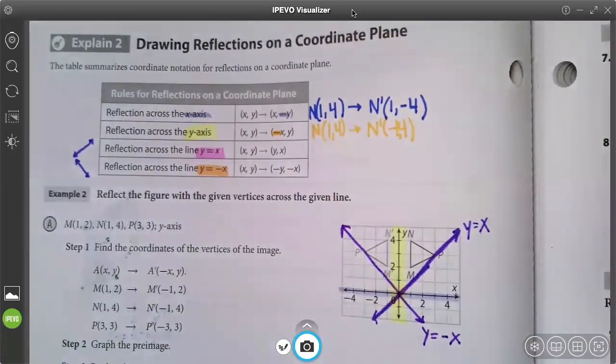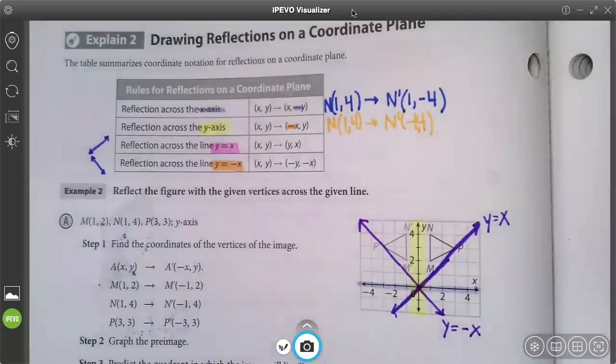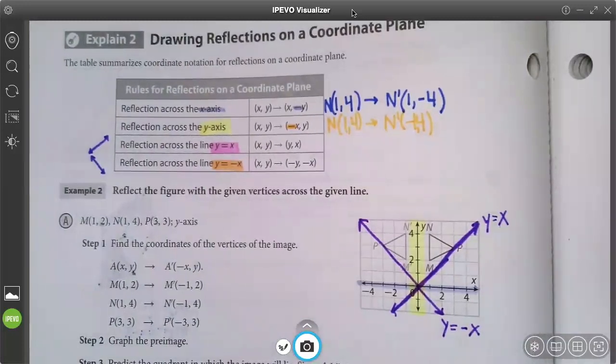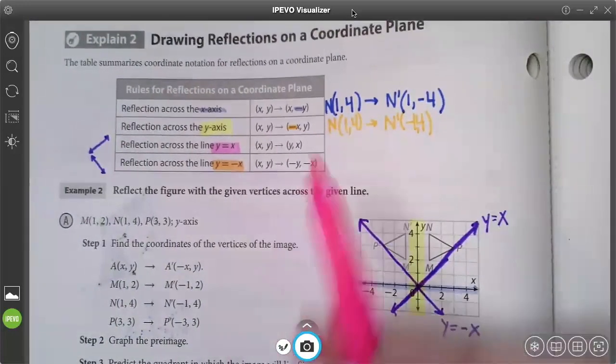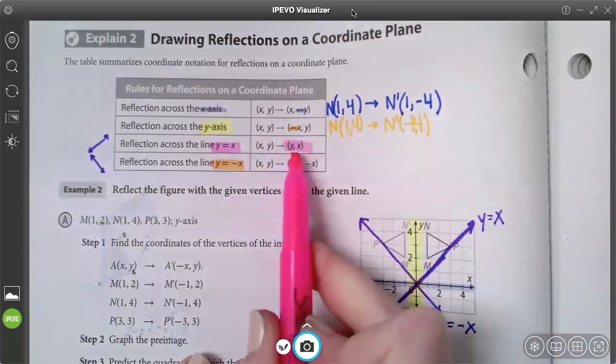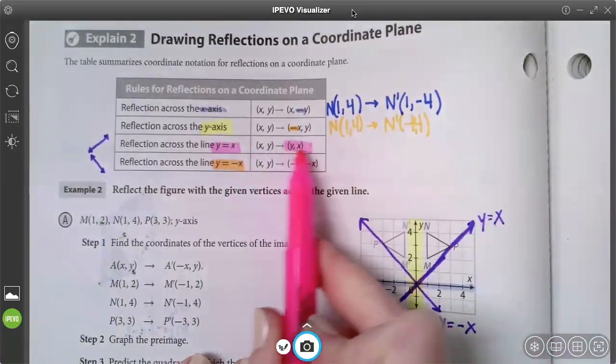Because these are such common lines of reflection, there's actually just a rule that you need to memorize. And y'all know I'm not a huge fan of memorizing stuff unless you have to, but this is one of those times that you need to. There is a rule for easily reflecting across y equals x and y equals -x, and those rules are right here. For y equals x, you switch your coordinates.